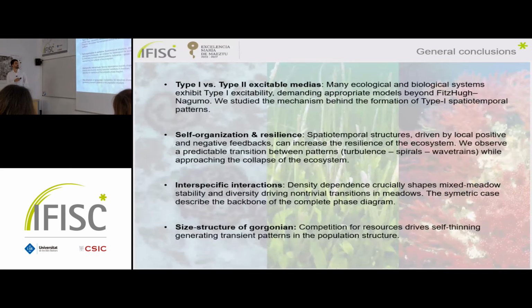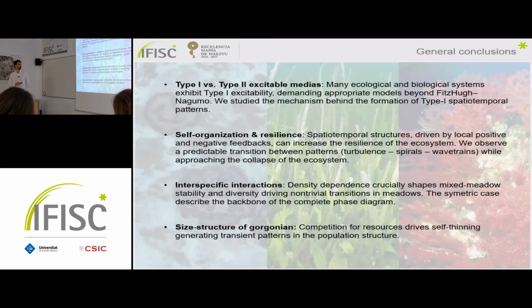So regarding the type 1 versus type 2 excitability, just to say that there are many models that are not compatible with type 2 descriptions. So we developed frameworks that are better for them. Also, we studied the mechanism behind the formation of patterns in this kind of systems.